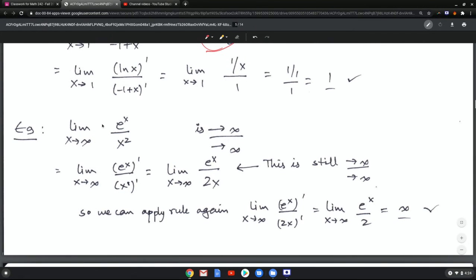Another example, e to the x over x squared. You take the derivative, you end up with e to the x over 2x, and this is still infinity over infinity. So I can apply the rule again. So what this shows us is that you may have to apply the rule more than once. When you apply it the second time, you end up with e to the x over 2, which becomes infinity.